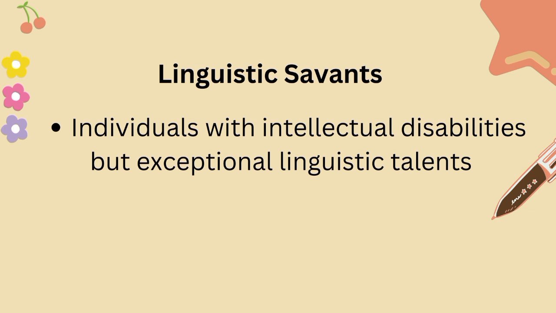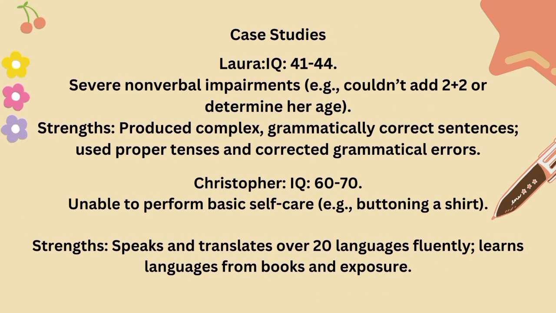They show that even when certain parts of the brain are impaired, other modules, like the one for language, can work exceptionally well. To understand this better, let's look at two real-life examples of linguistic savants, Laura and Christopher. Their cases are fascinating because they illustrate how the mind's modules can function independently of each other.